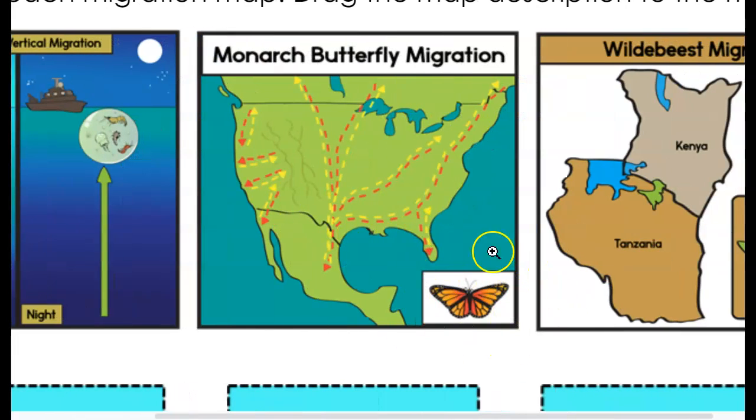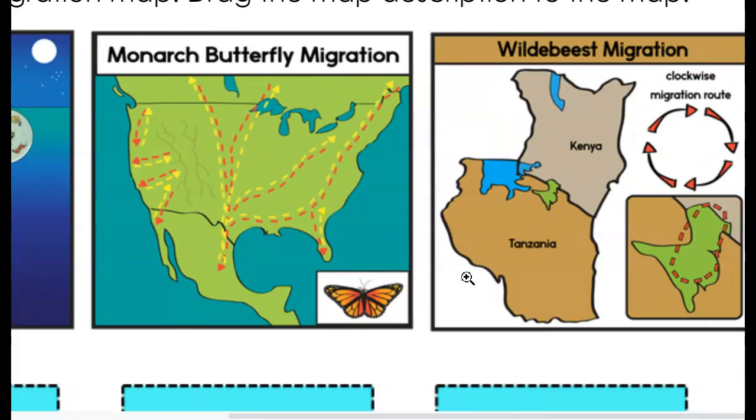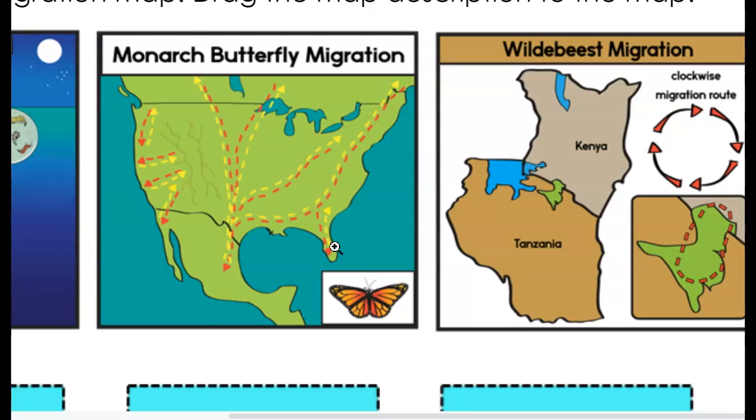Now you've probably seen a monarch butterfly before, but did you know that they travel all around the United States? Their migration patterns go from cold temperatures to warm temperatures through all of these different regions. And they travel quite a lot. And finally, wildebeests. They travel in a clockwise direction. So they travel in a circle. And this is in Africa, Tanzania, and Kenya.